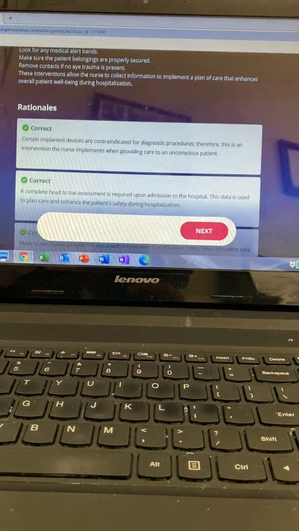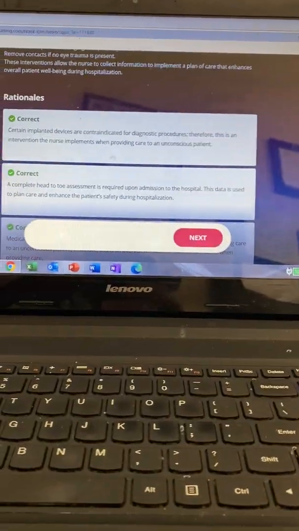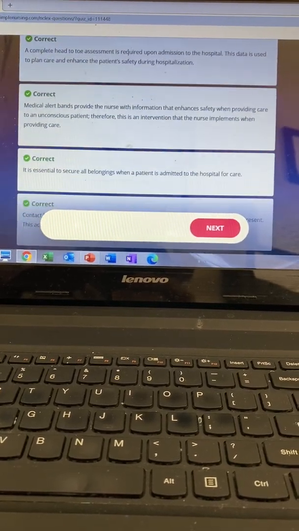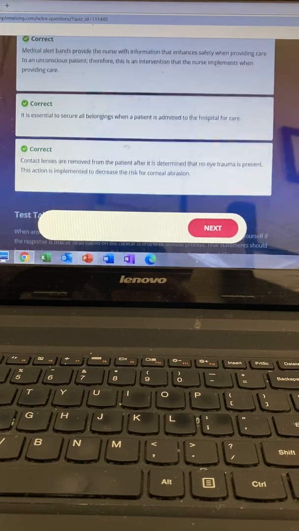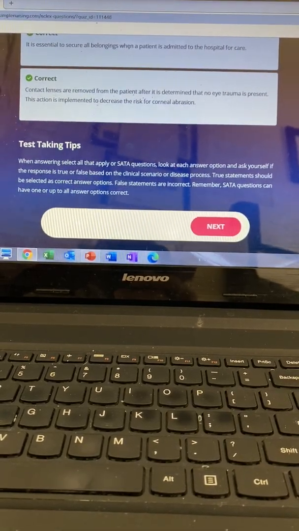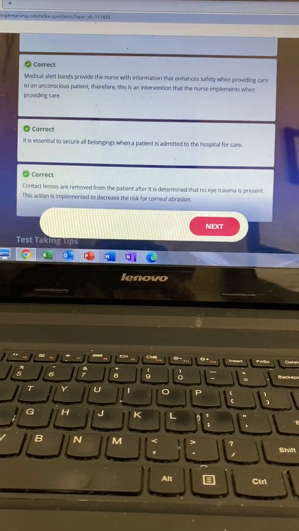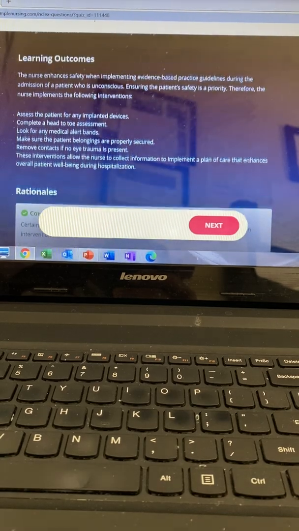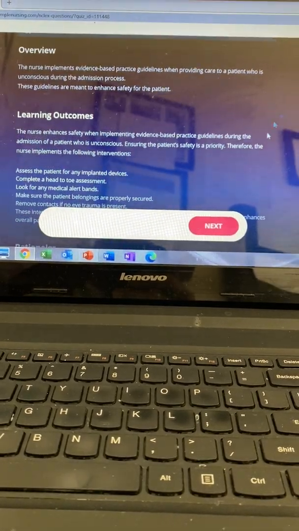And option 3, medical alert to obtain medication or medical history. And option 4, secure belongings to prevent loss or stolen items. So it's correct. And lastly, option number 5, also correct, remove contacts, guys, to prevent eye injury or even infection. Okay, that wraps it up. For more details and test tips, please see the rationale below.